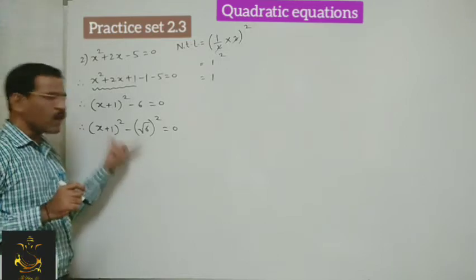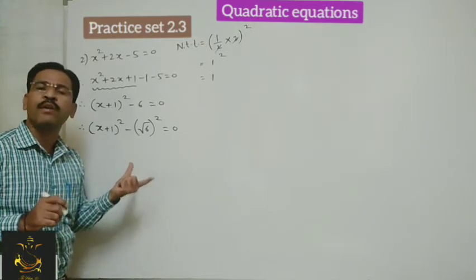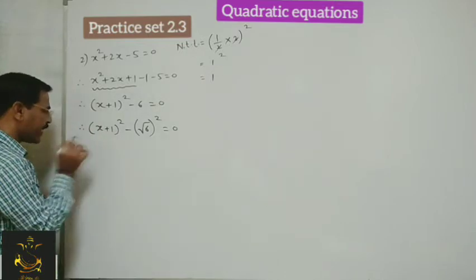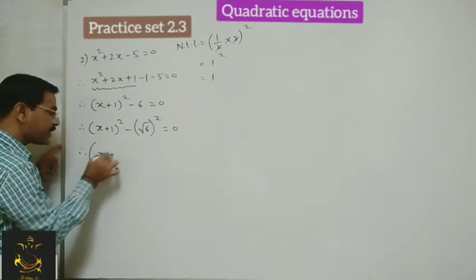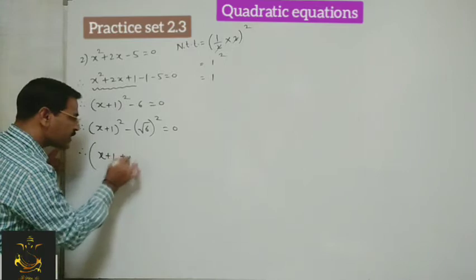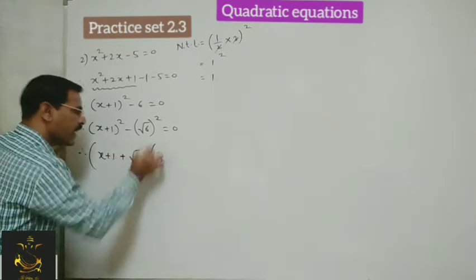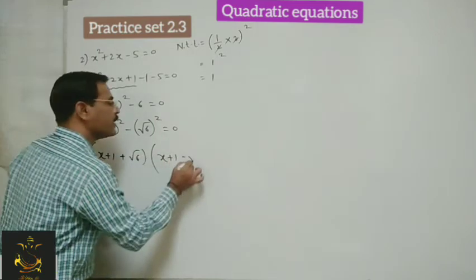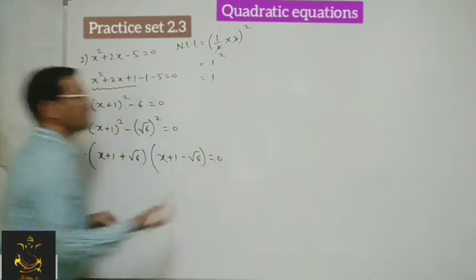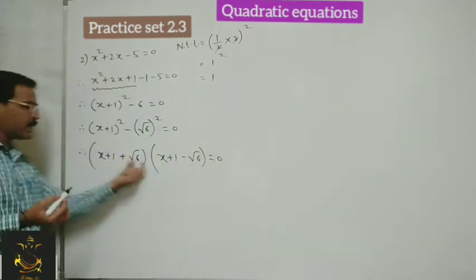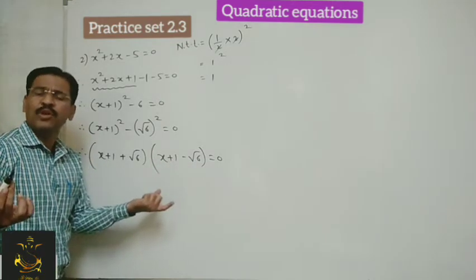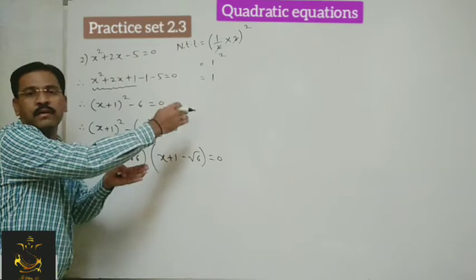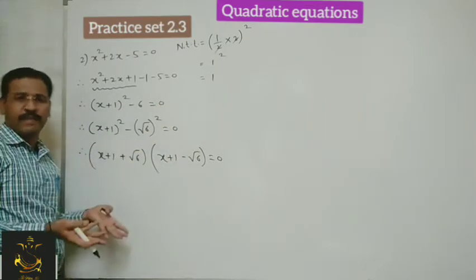Okay, what is the formula of this one? A square minus b square means what? A plus b, a minus b. So what can you write here? A means x plus 1 plus b, which is root 6. In the next bracket, a minus b, that is x plus 1 minus root 6, is equal to 0. A plus b, a minus b. It is also a method. You may solve the previous example by that method or by this method also.